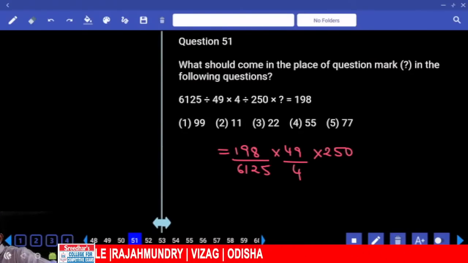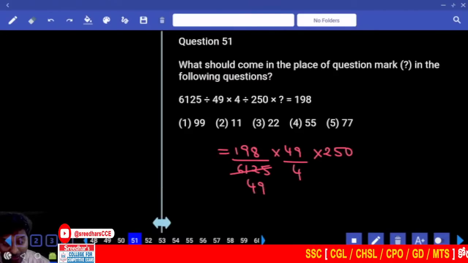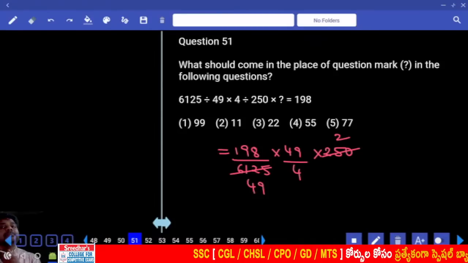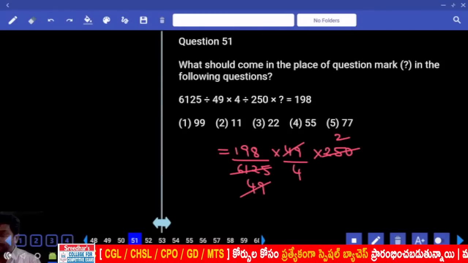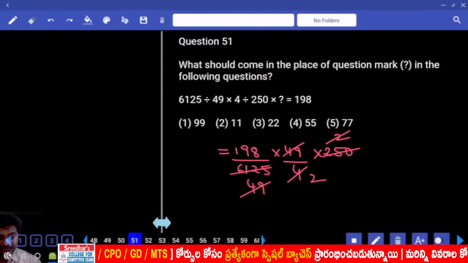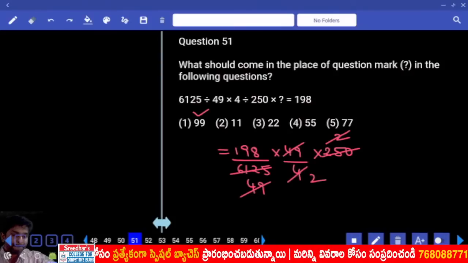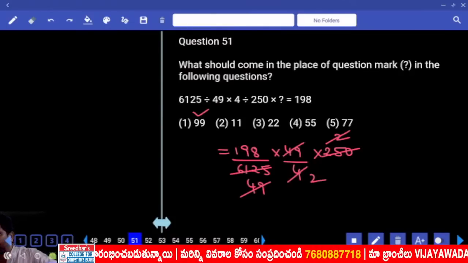How many 125s will be there in 1000? 8. In 6000 plus one more 1000, that means 49. How many 125s will be here? 2. Okay now. 49 cancel. 2 how many times? 198 by 2. That's all. Okay.